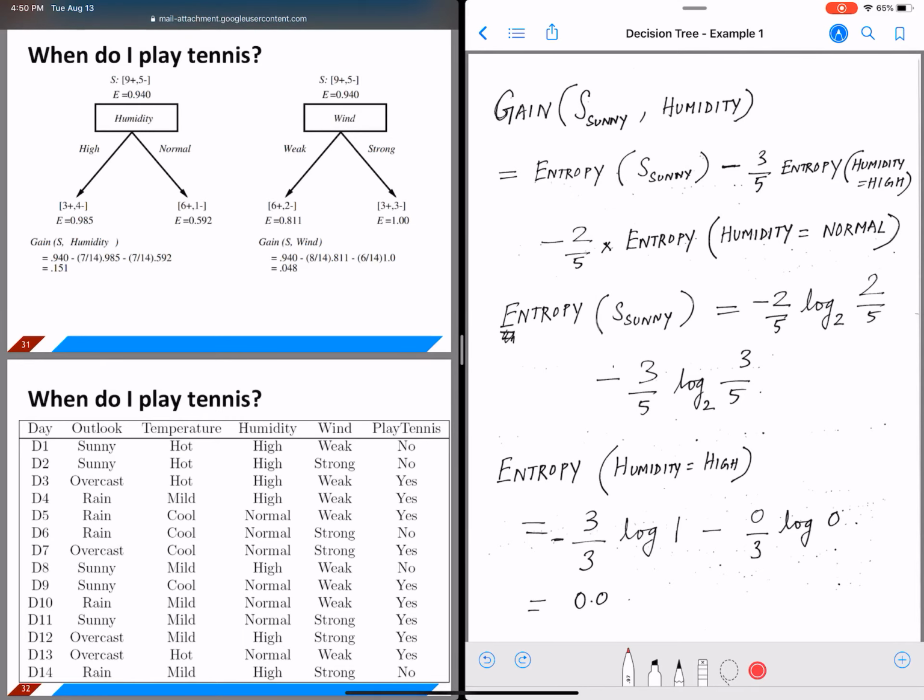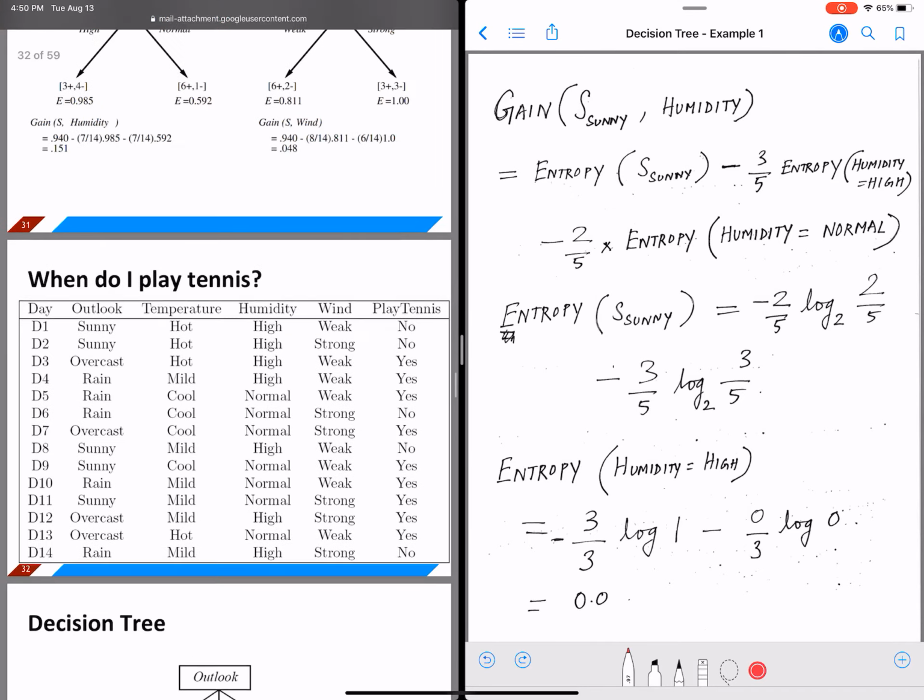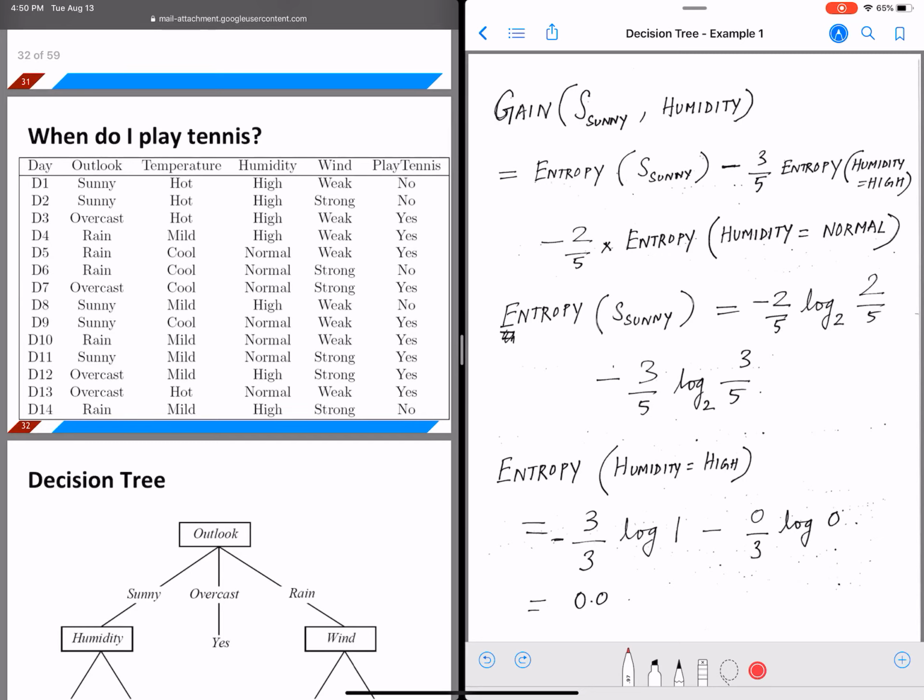So it turns out when you actually finish all these calculations, outlook is the one that has the highest information gain. So it's picked as the root of the tree. So as you can see on the left, outlook is the root of the tree. So now we want to show how the next step is going to be. Once you have picked out the first node, how do you pick out the second node to split on for each of these branches?